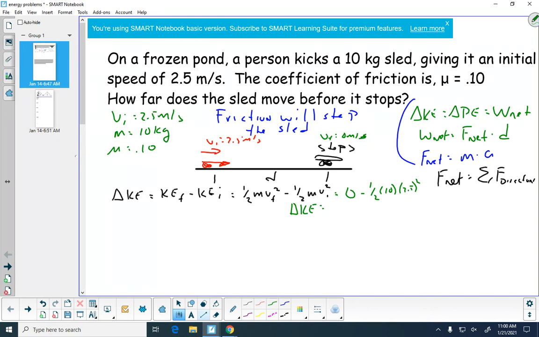This will give us the initial changing kinetic energy, which is what, Brandon? 31.25. 31.25. What's our units? Joules. We good with that? Yes, no, maybe so? What are we missing with it? We're missing something. Negative.